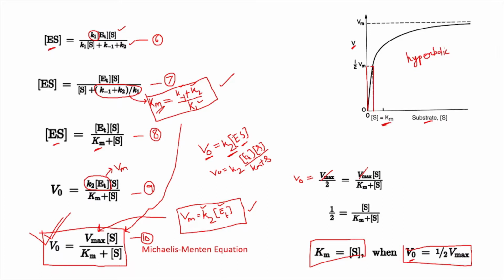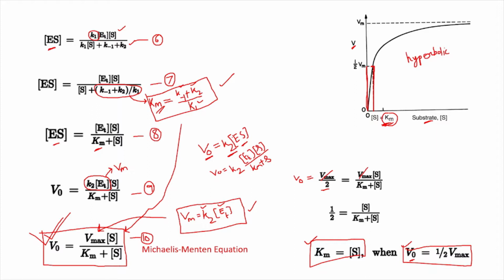Because from the Michaelis-Menten equation, if you put the value of V0 as Vmax by 2, you get Km is equal to S. That means the substrate concentration becomes equal to the Michaelis-Menten constant when the velocity attains half the maximum velocity. So when the velocity is half the maximum, the corresponding value you get on the x-axis is the value of the Michaelis-Menten constant. Alright, so from the graph also you can find out the maximum velocity. From there you find the half of the maximum velocity, and the corresponding value on the x-axis will give you the value of the Michaelis-Menten constant.